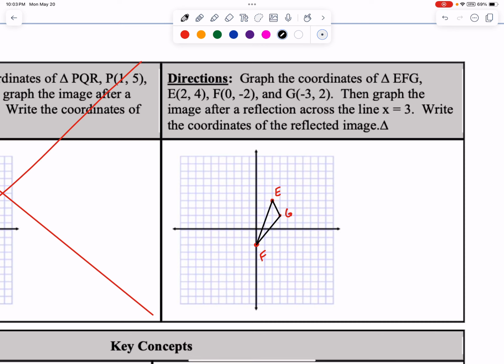All right. Then graph the image after reflection. Now here's what we need to pay attention to. Across the line x equals 3. So let's make the line of x equals 3. Okay, so go over 1, 2, 3. Here's the line of x equals 3. So we're going to generate that line. Okay, I'm going to call it what it is, x equals 3. Okay, so we formed a line where x equals 3. Okay, so let's go ahead and make the reflection over that line now.